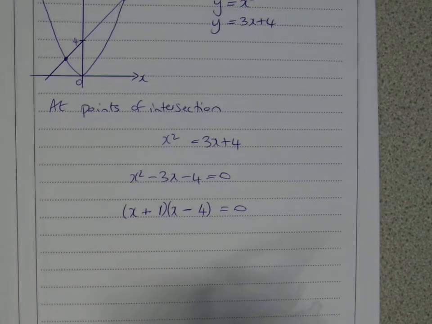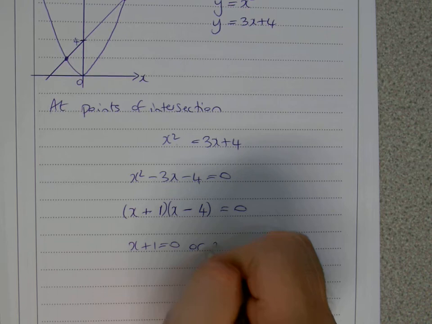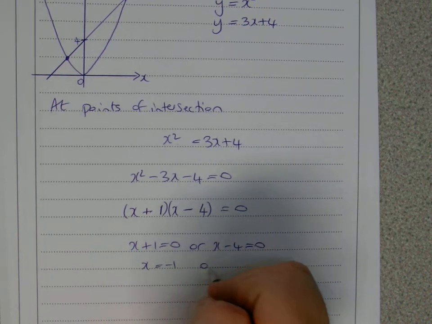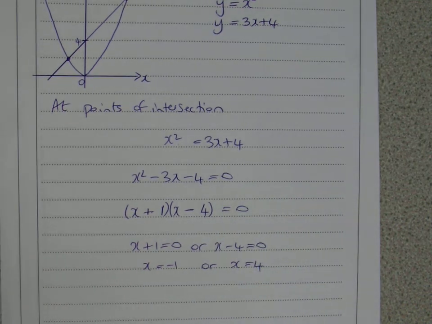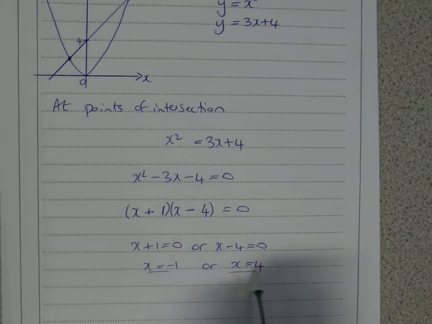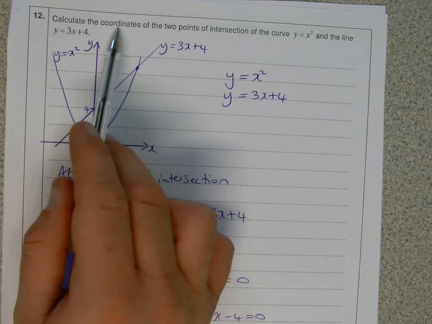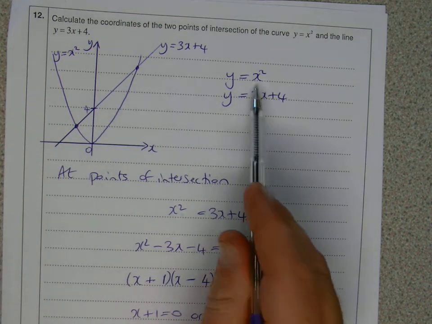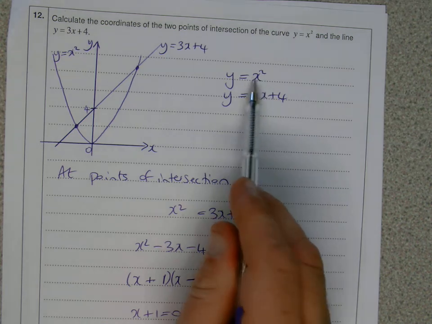So we can solve this then. We can say, either x plus 1 equals 0 or x minus 4 equals 0. So x will equal minus 1 or x will equal 4. Now you've got our x values, but remember the question did say what's the coordinates, so we've got to work out the y value. It's easy enough to work out the y value. You can use either one of these, and in fact I'm going to use the top one because that looks quite nice.